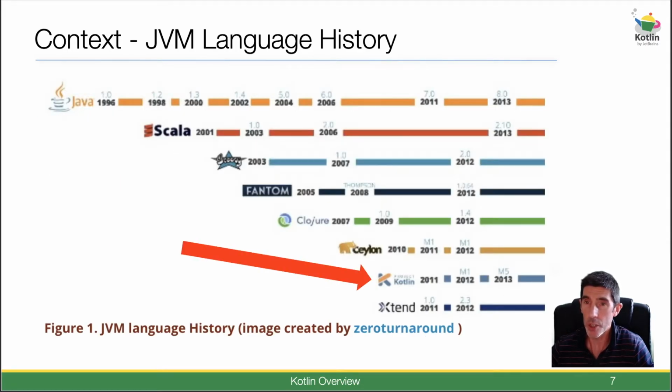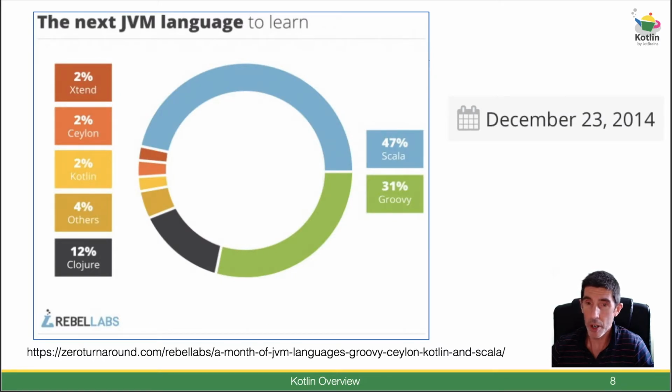It's a JVM language history. We can see there, way back in '96, we have Java, then we have Scala and Groovy, a couple of other ones there, and fairly recent, Kotlin slotting in there in 2011. So it hasn't been around that long. Another graphic was posted on zeroturnaround.com on December 23rd, 2014. It was suggesting that the next big languages to be learning were mainly between Scala and Groovy, and they were suggesting Kotlin was at 2%, so not really worth bothering about at all.